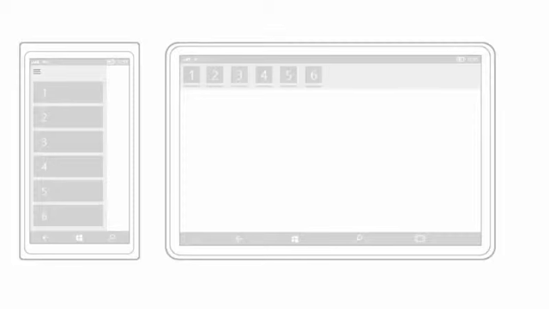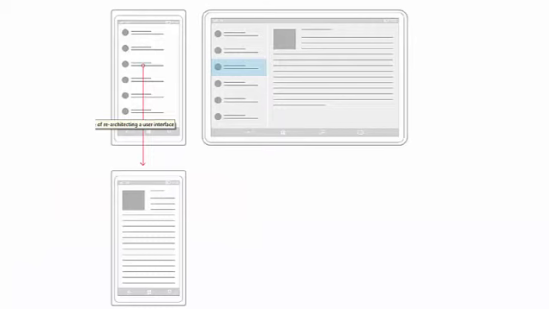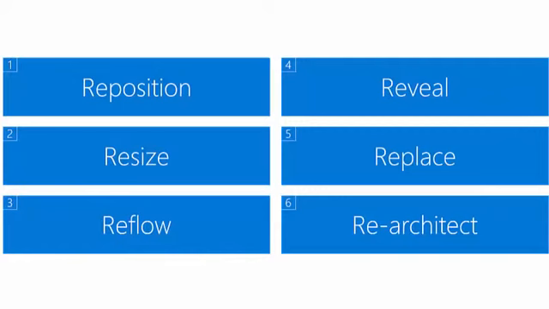And that's replace. Replace with a different structure, a different piece of content, a different something. And then re-architect is where we really get into a scenario where you design a UI specifically for each of those small, medium, large, or however you break it down. So re-architect is, for example, having a different XAML page for each one of those scenarios and then changing to them accordingly. So the 6 R's, not 10, 6 R's: reposition, resize, reflow, reveal, replace, and re-architect.